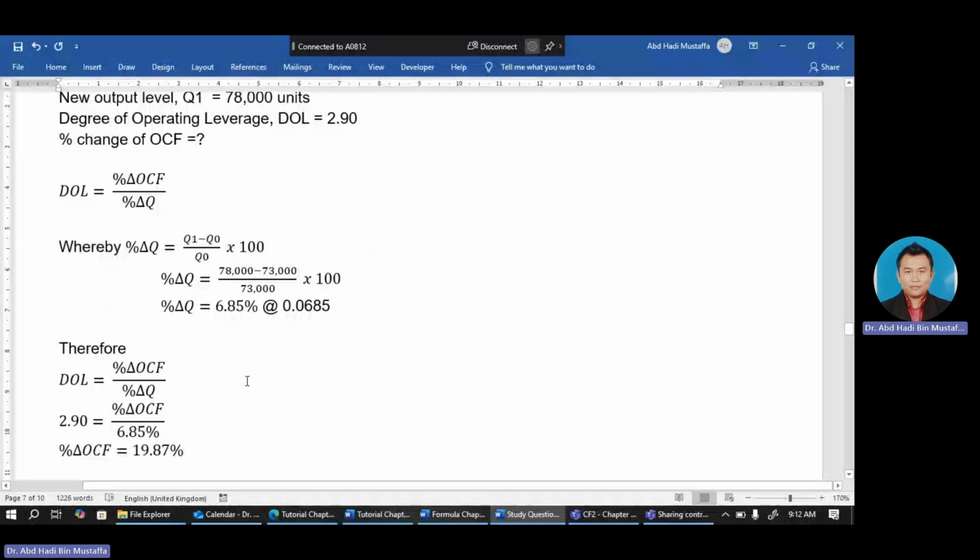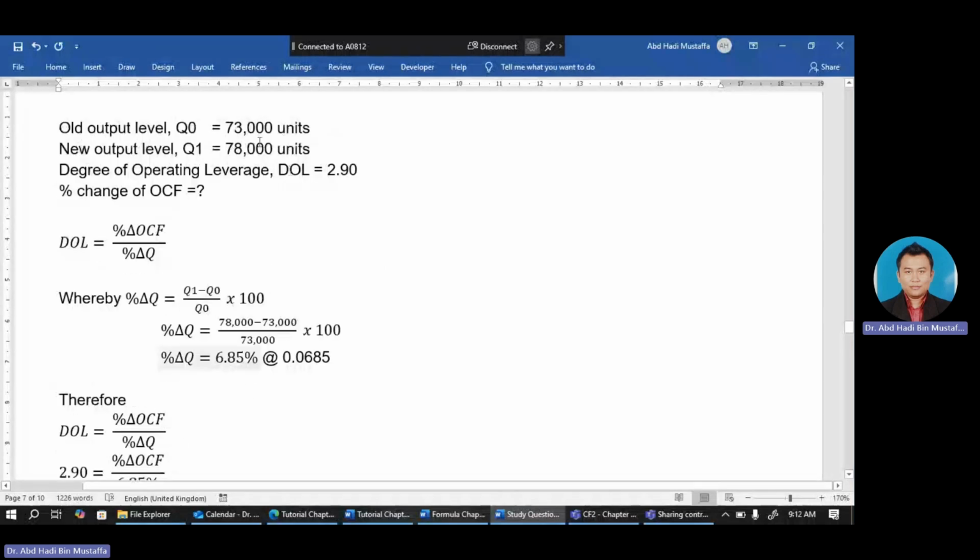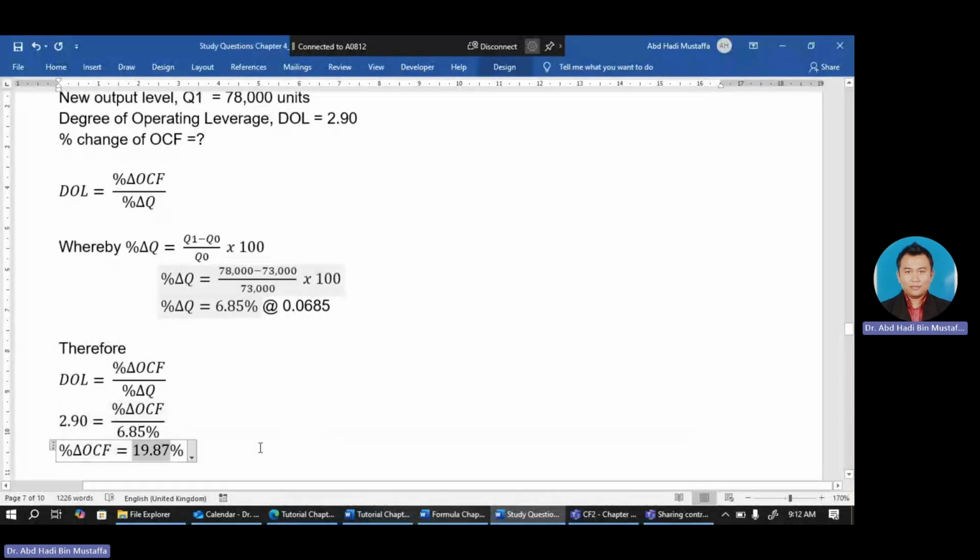So meaning that if the output goes up from 73,000 to 78,000, the operating cash flow also goes up by 19.87%, almost 20%. Theoretically, if quantity goes up, operating cash flow also goes up. But DOL is still the same. Okay, now move on to the next question.